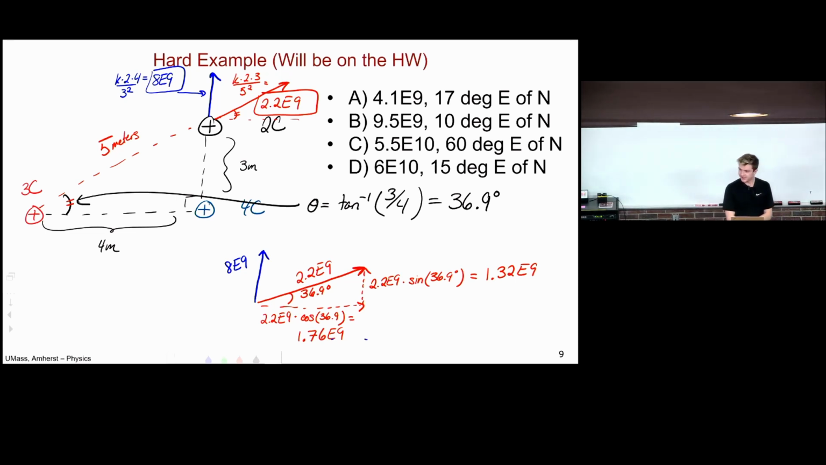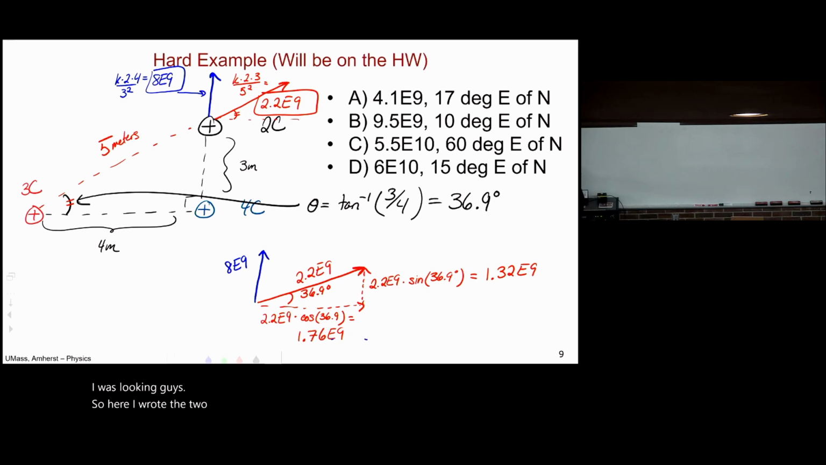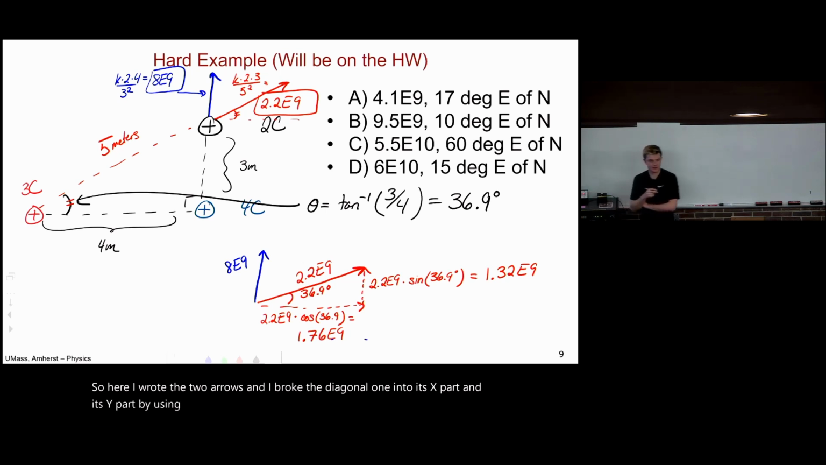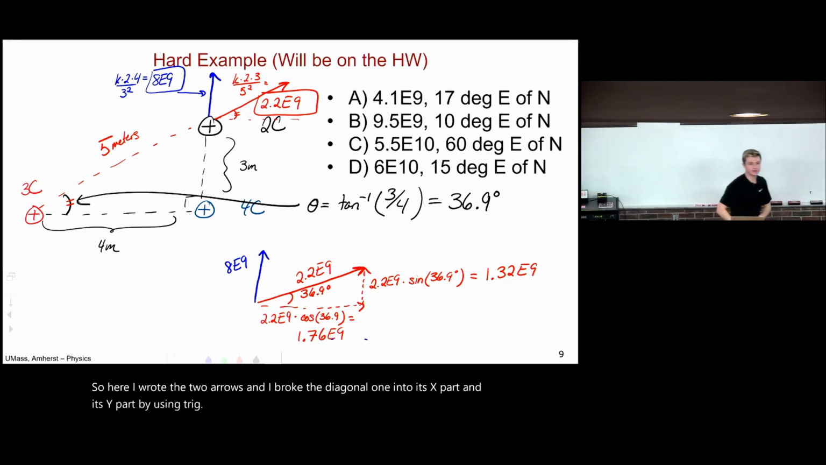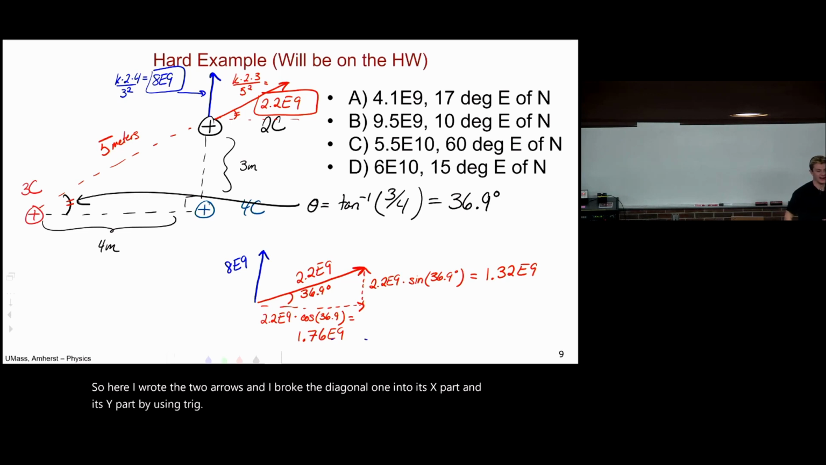How we looking, guys? So here I wrote the two arrows, and I broke the diagonal one into its x part and its y part by using trig. Question? No.